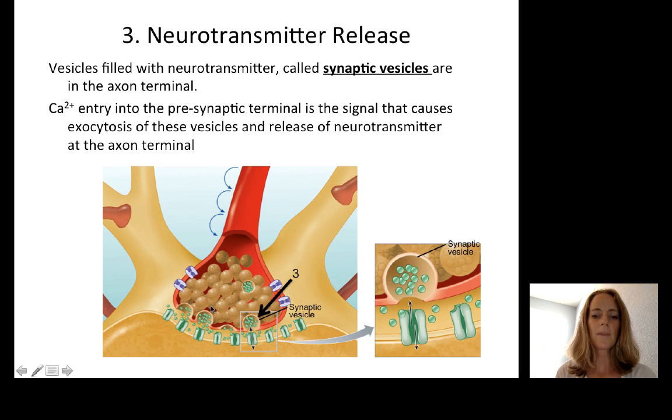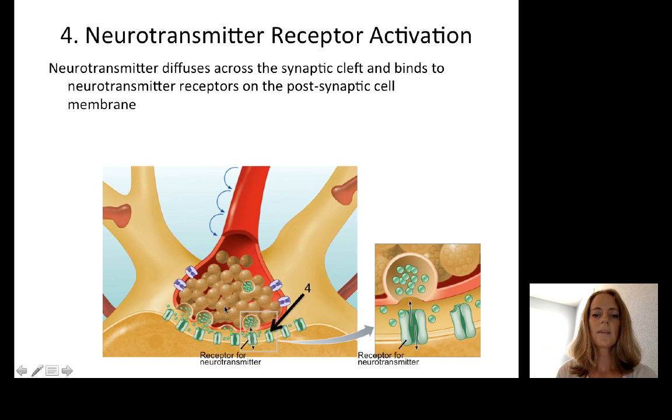Step 3 then will be the actual neurotransmitter release that is caused by the calcium. So calcium entry into the axon terminal triggers exocytosis, or release of the neurotransmitter into the synaptic cleft. Step 4 is that the neurotransmitter is binding or received by the neurotransmitter receptor.